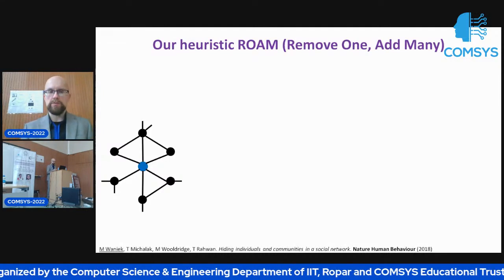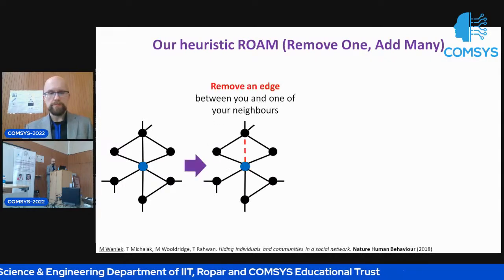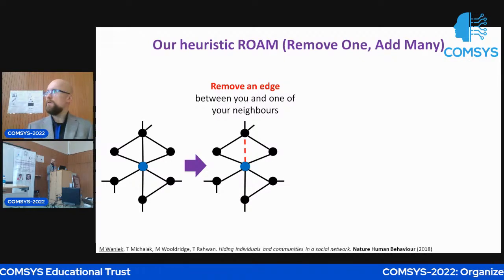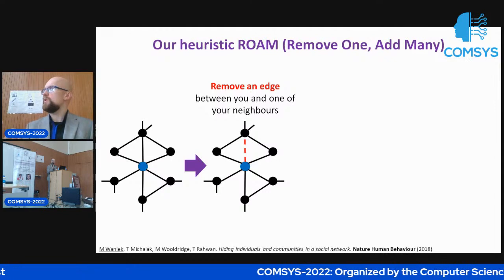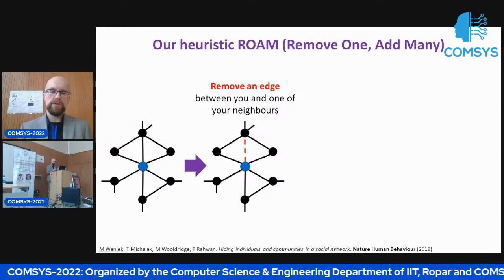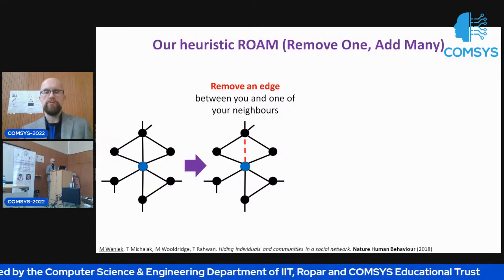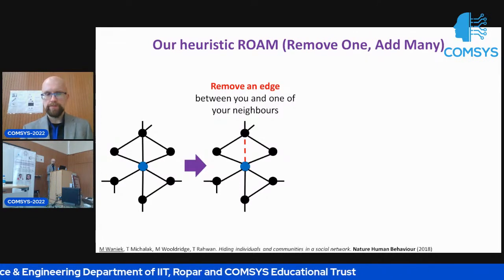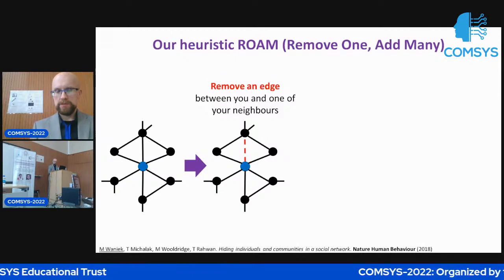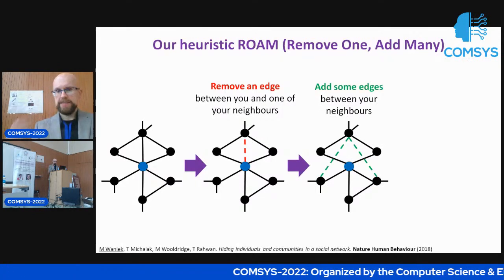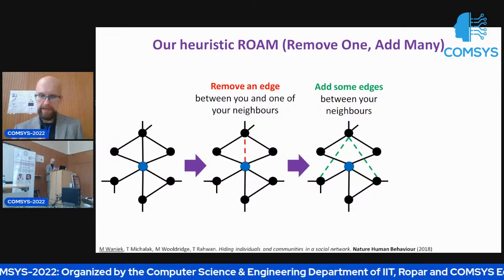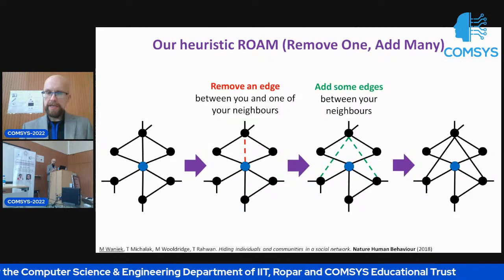So we designed such a heuristic. We called it ROAM, remove one, add many. In order to perform this heuristic, we take a look at the local neighborhood of the node. First, we remove an edge between the evader and one of their neighbors, because in order to decrease your degree, you have to get rid of some of your connections. However, removing one of your edges will definitely drop your influence on the network. So in order to rebuild this influence, we also add some edges between the neighbor we just disconnected and some of our other neighbors. And this is the entire heuristic.